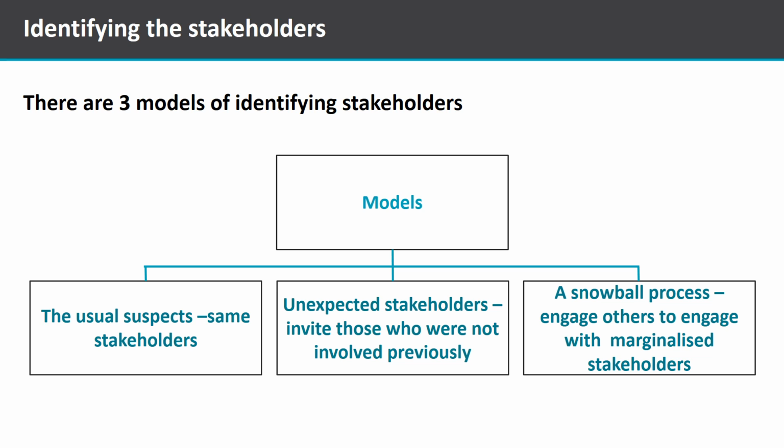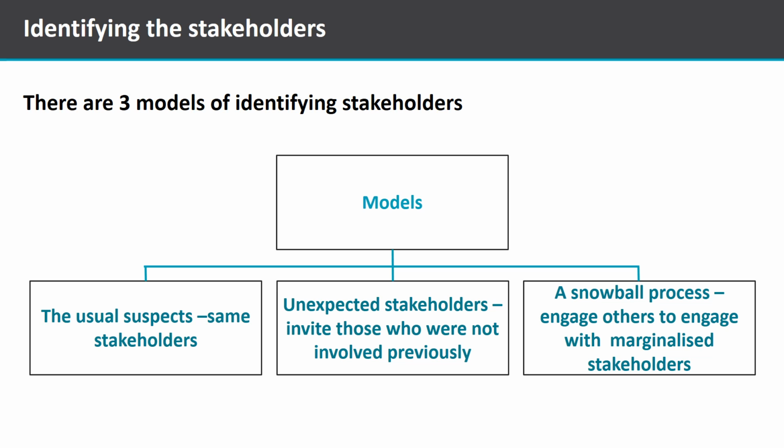There are 3 models that we suggest for identifying stakeholders. Any of us involved in policy making and consultation will know it is easy to return to the same tried and tested stakeholders. So the first model is the usual suspects, that is, the same stakeholders as we have used previously. The second model is the unexpected stakeholders. That is to ensure that those who are not involved previously are invited into this consultation.